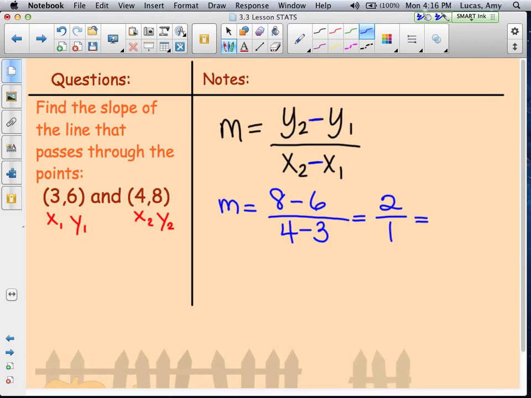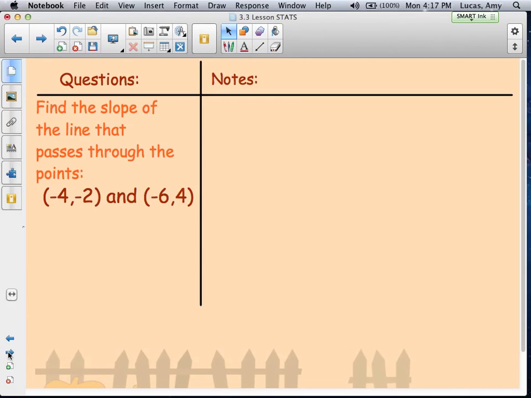And then if your fraction can be reduced or simplified, do that as well. 2 divided by 1 is 2. So my slope of the line that would go through these 2 points is 2, positive 2. You could always graph these points, and you could count the slope, but I think you're better off if you get used to using the formula when you're given the ordered pairs. It's less work. One more with the formula.